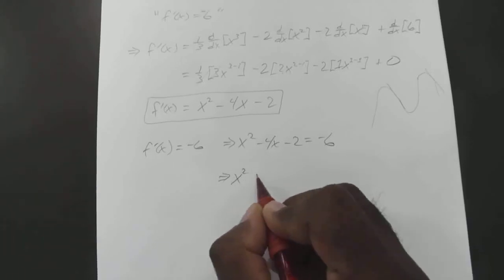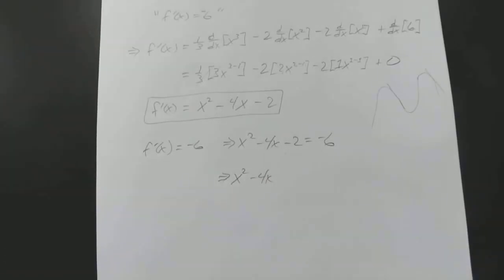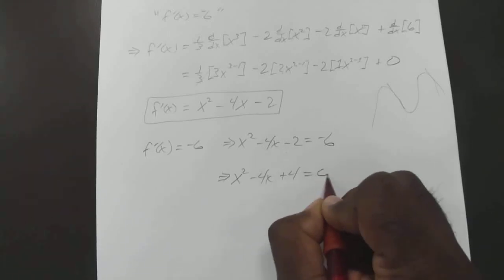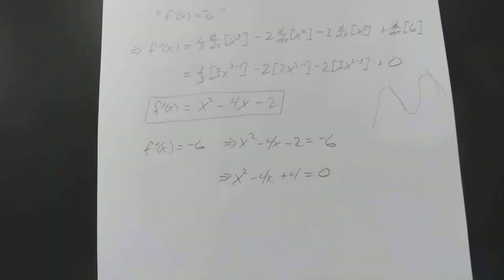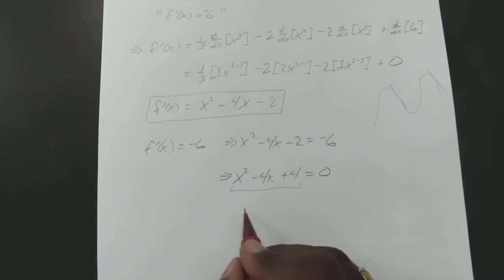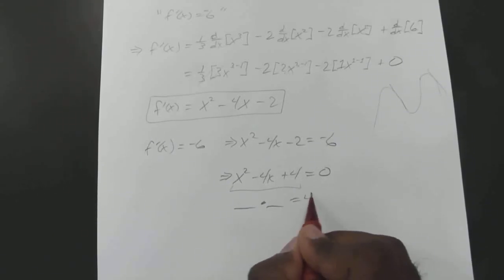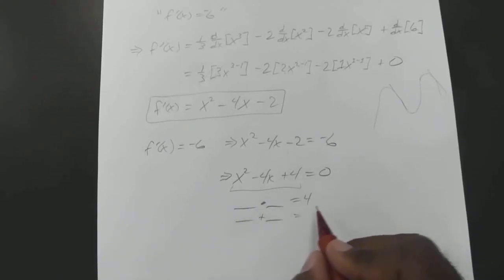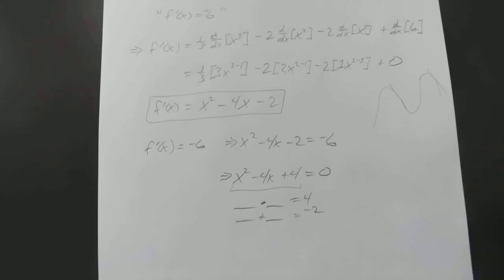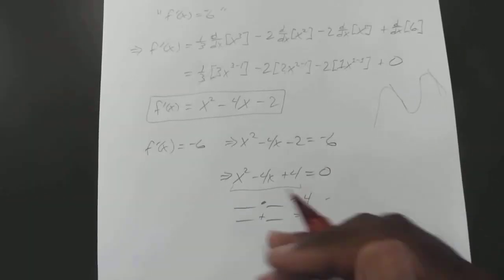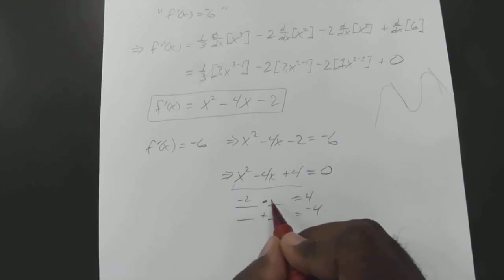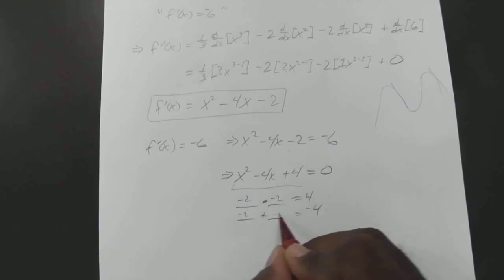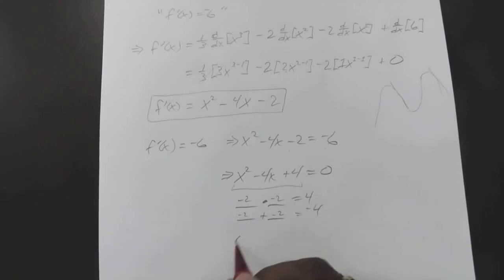So that gives us x squared minus 4x, and if we add 6 to both sides, plus 4 equals 0. Here it's just basic factoring. Find two numbers that multiply to equal your c, and those same two numbers add to equal your b. That's -2 and -2. -2 times -2 is +4, and -2 plus -2 is -4. So you end up with x minus 2 times x minus 2 equals 0, which is just x equals 2.